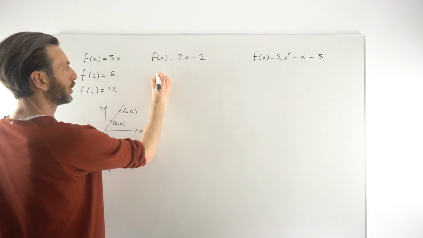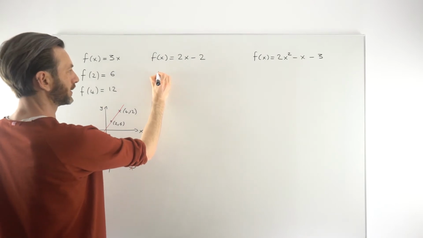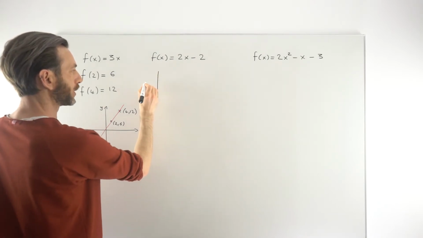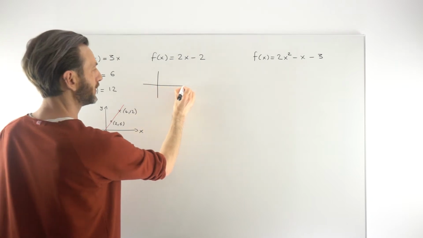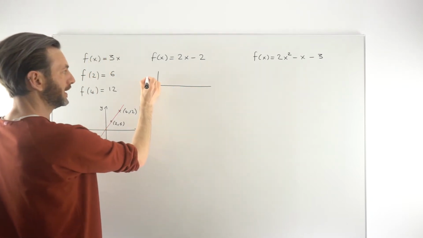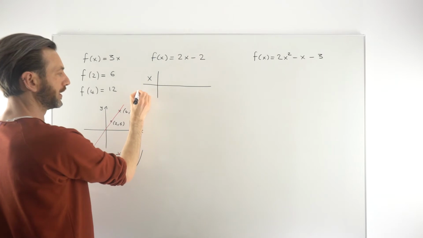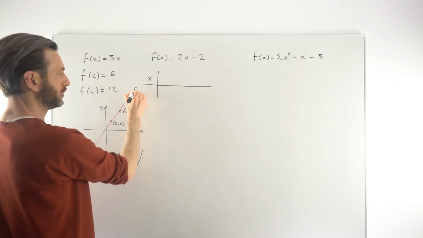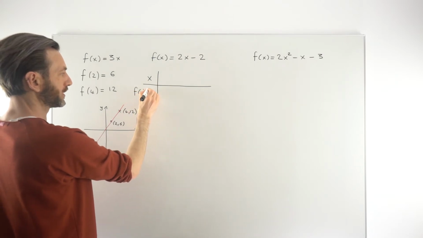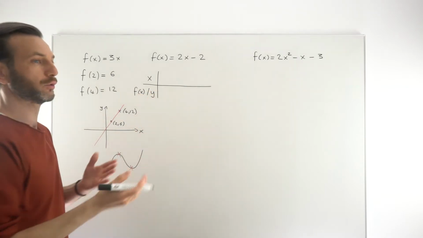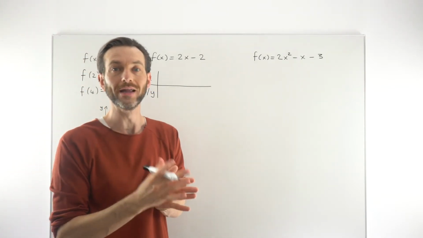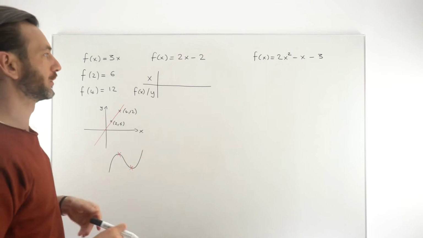But in principle, what we're going to do here is we're going to construct a table, and this would work theoretically for any function. And in the table, we're going to have an x value, and then we're going to have an f of x value. But the f of x value is basically on the graph going to be the y value. So f of x and y are interchangeable when you're thinking about the graph of a function.